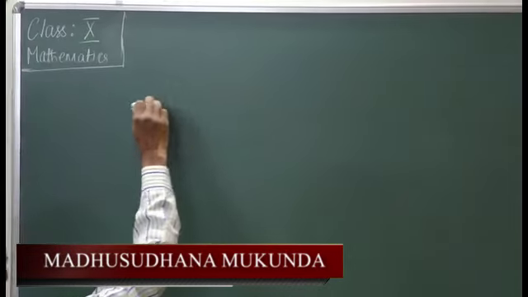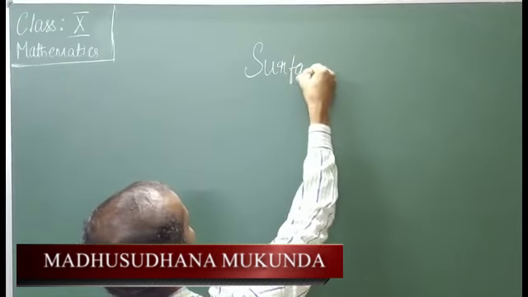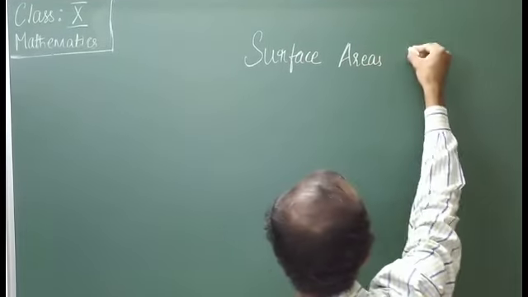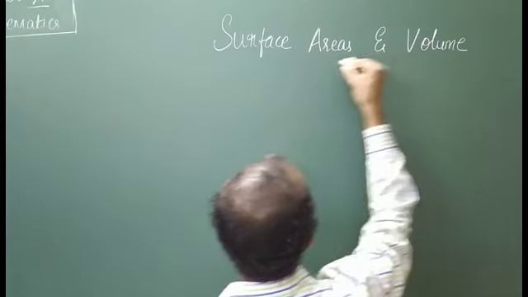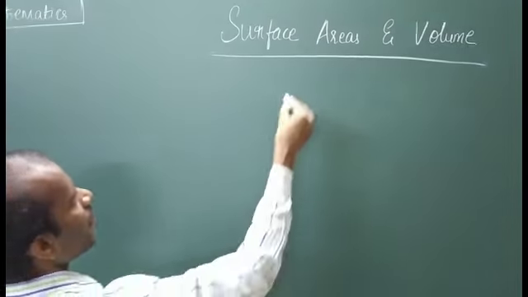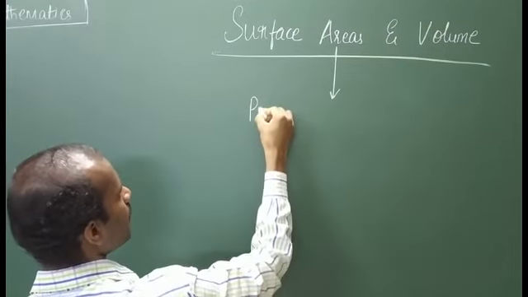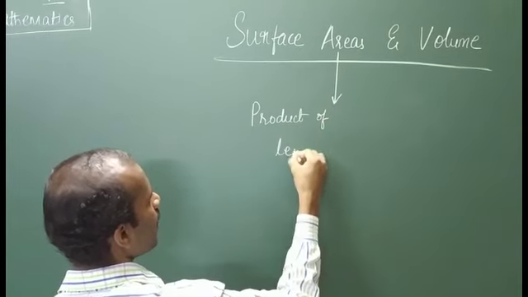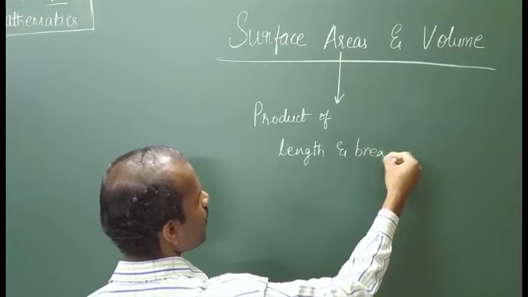Moving to the next chapter, surface areas and volume. Whenever we speak about area, it is the product of length and breadth. The product of length and breadth.